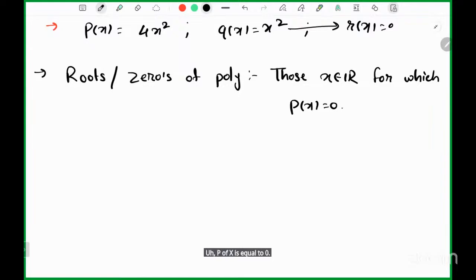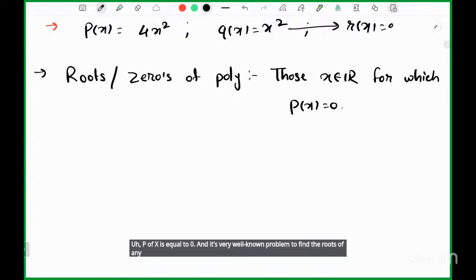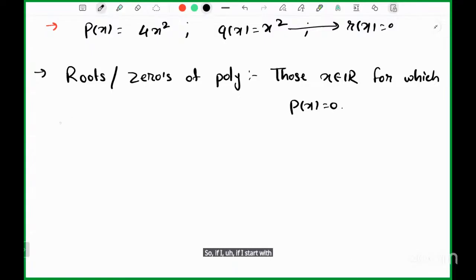And it's a very well-known problem to find the roots of any polynomial. So if I start with the basic polynomial, that is a polynomial of degree 1, you guys know that it will represent an equation of a line.